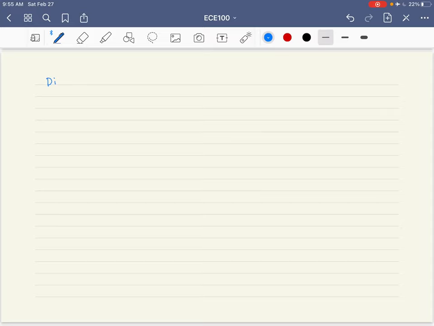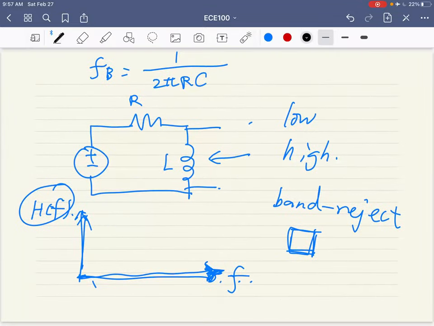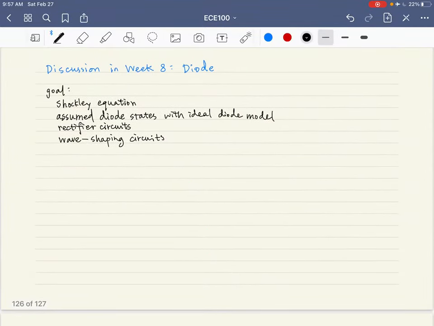Today's topic is diode. As usual, I will discuss confusing concepts first, and then let's do some exercises. After the discussion, you'll be able to solve problems with Shockley equations, assume diode states with the ideal diode model, as well as analyze the behavior of a rectifier circuit and a wave shaping circuit.